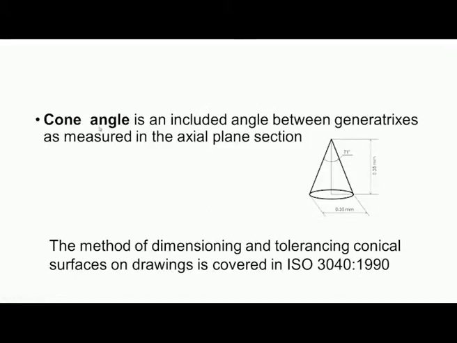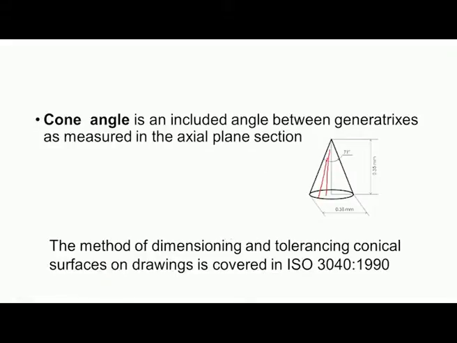Now, there is another term, cone angle, which is more frequently used. It is an included angle between generatrixes as measured in the axial plane section. Now, you can see here we have a conical part, and we can have multiple generators like this. The included angle between two generators is called the cone angle, which is measured in the axial plane section.